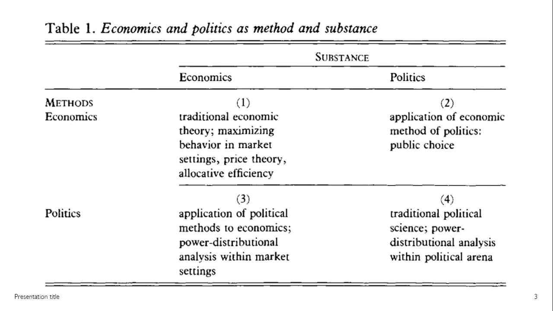Cell 3 is perhaps the most difficult to describe because it is unclear whether there is a distinctive political method, and if so, what it is. The second cell is the one of direct concern to us in this chapter. The application of economic methods to politics is evident in public choice theory, or game theory, and economic analysis of the law and political institutions.